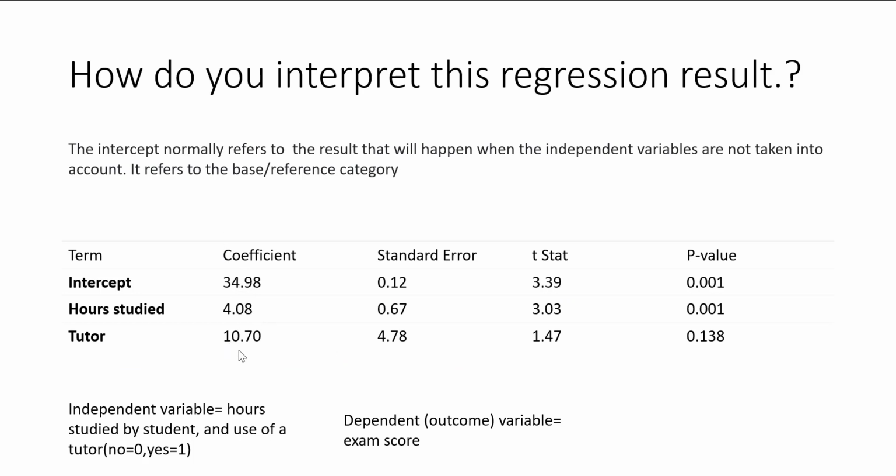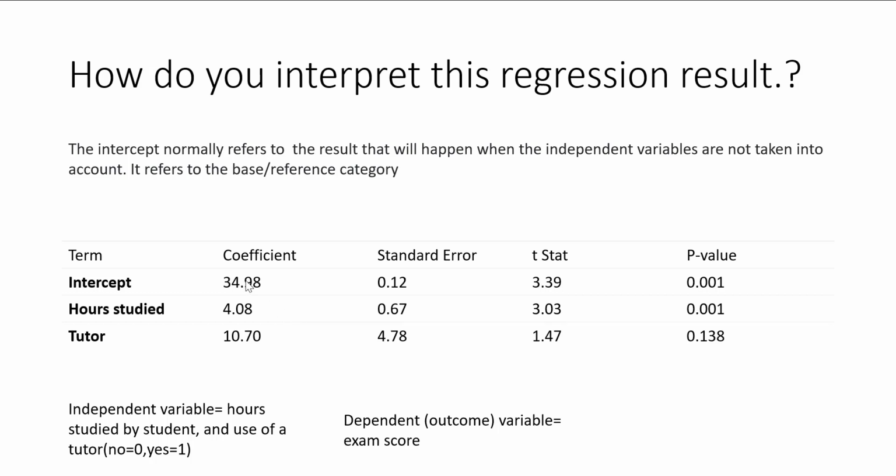Now, how do we interpret this one? The intercept, like I told you, refers to the reference category. The outcome variable is exam score. The independent variables are the number of hours studied and the use of a tutor, which is categorized as zero. No is equal to zero, and yes is equal to one. So the reference category is zero, which means we didn't use any tutor. Now, how do you interpret the intercept?